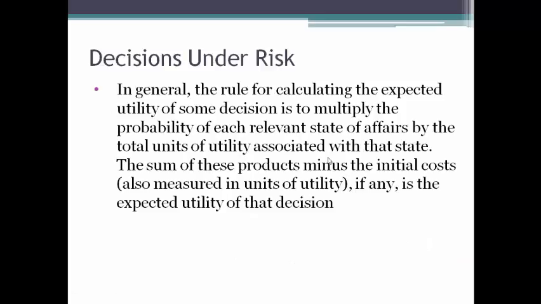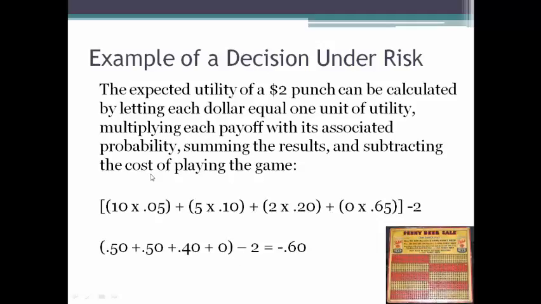So what we're doing is what this says we ought to do. Remember the first option was, hey, you could win $10, and there was a 5% chance of that. Converting the $10 to 10 units of utility, we've got 10 times 0.05. Then we add the option of winning $5 with a 10% chance, winning $2 with a 20% chance, and winning nothing with a 65% chance. And then, of course, we have to subtract out the initial cost of playing the game, the $2. If we don't factor in the cost, it should look like, hey, you ought to play this punch game forever because this number is going to be greater than 0.